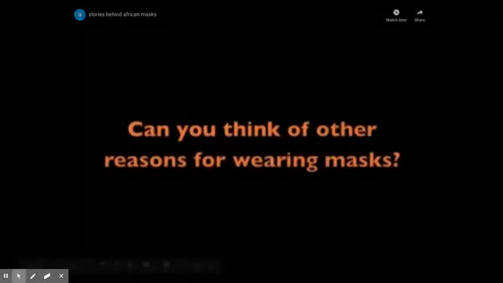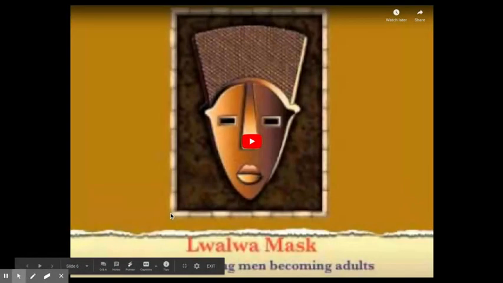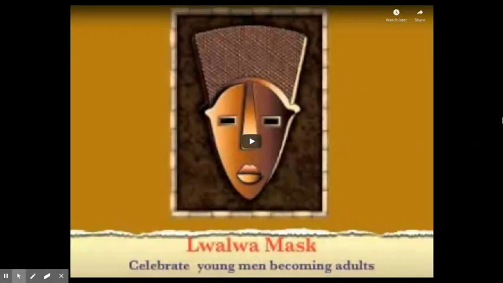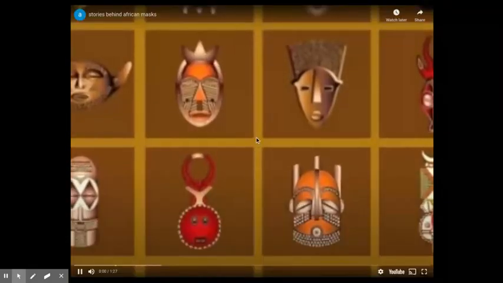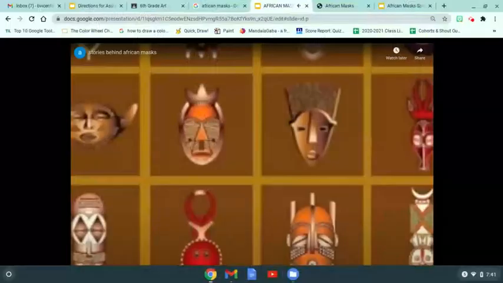Can you think of other reasons for wearing masks? So, maybe we use masks for different reasons, but we tend to use masks during Halloween or things like that. In other places of the world, this is a very well-respected tradition that has a lot of sacred meaning. So let's go over to our next.